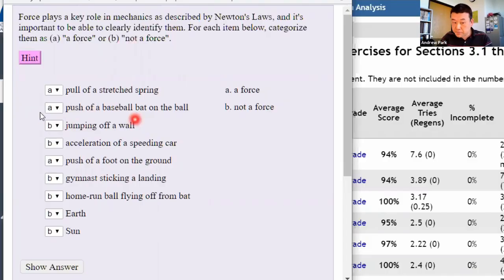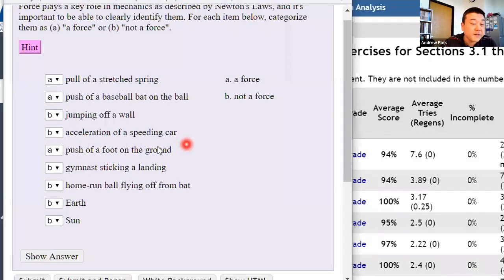But jumping off of a wall describes an, I almost said action, and I think I'm trying to avoid the word action. It describes a situation that's happening. It describes an event. And the event could involve a lot of force, but the event itself is not a force. And same thing here, acceleration of a speeding car. I mean, it must have involved a force for there to be an acceleration, but the acceleration itself is not a force. It's a very technical distinction.